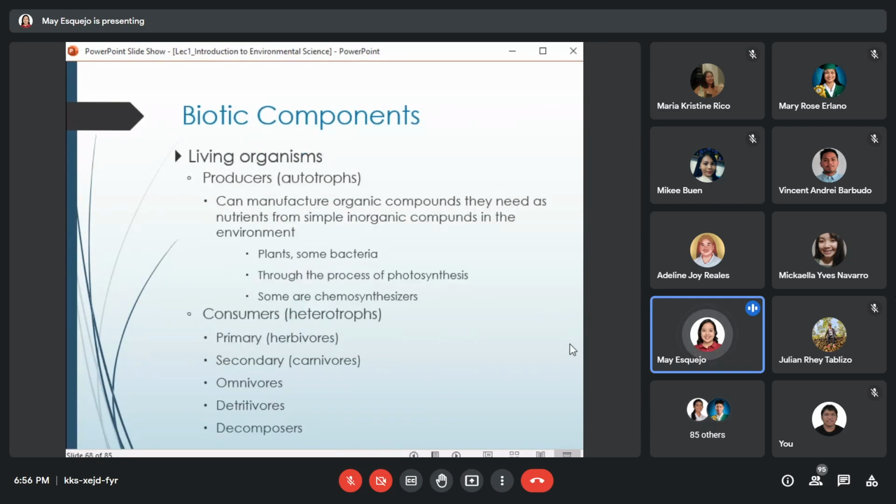Then you also have the biotic. So these living organisms can be grouped or classified into different categories. Depende siya kung siya yung nagpo-produce ng food or siya lang taga-consume. So we have producers and then consumers. So I know you already know this. Okay, so you will just be having a review of what is an ecosystem or ano yung nagko-compose sa kanya. Okay?